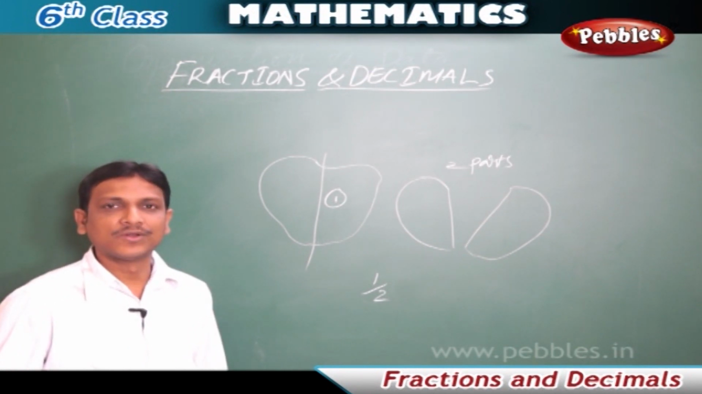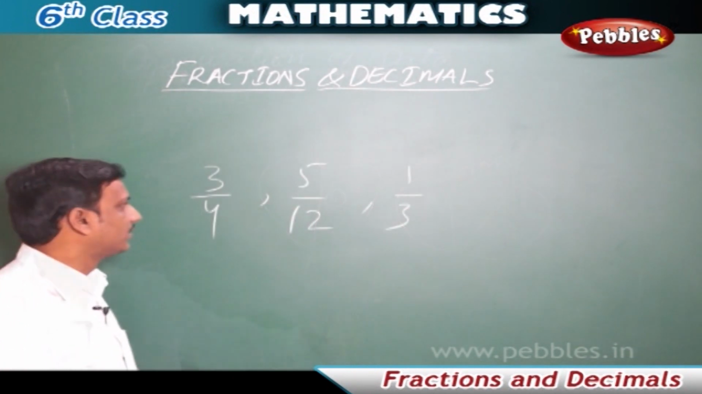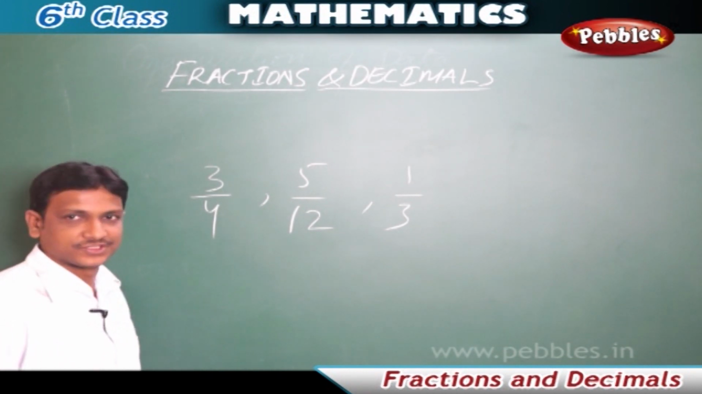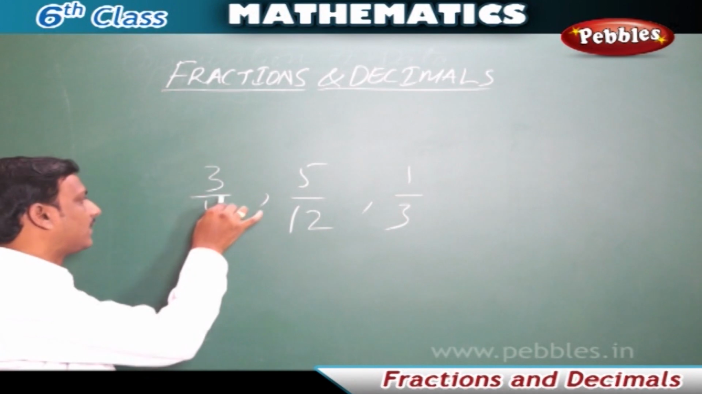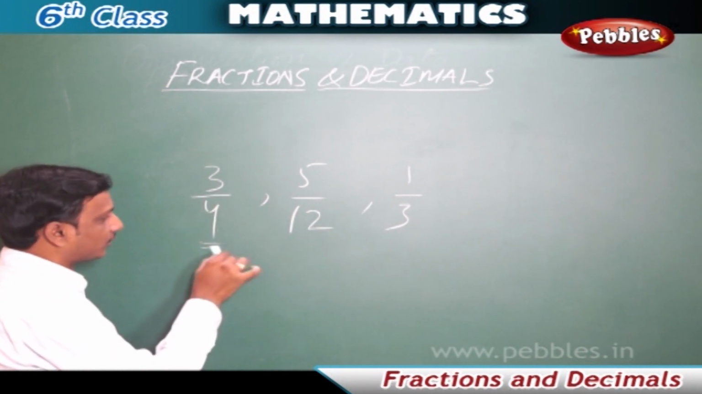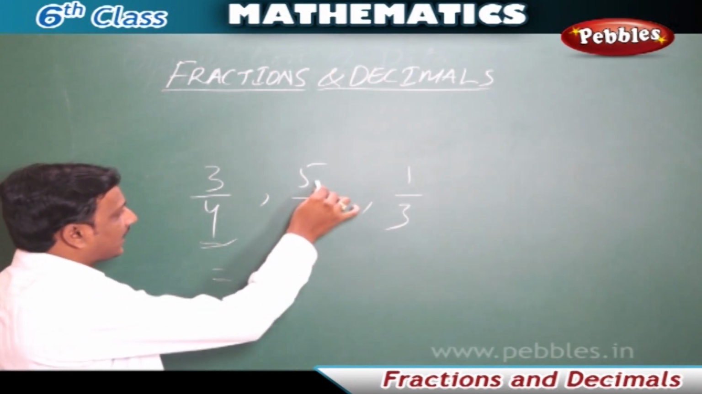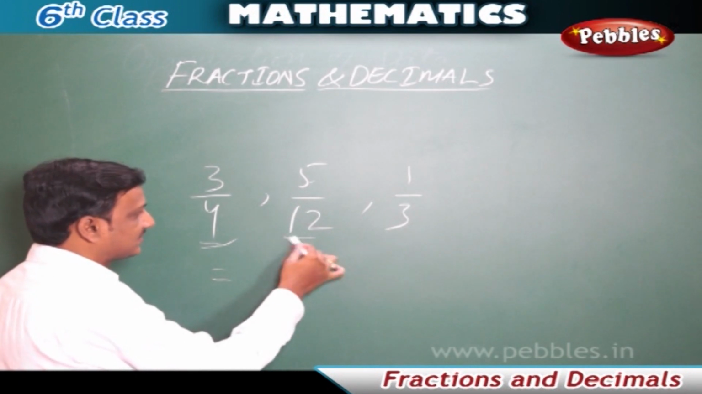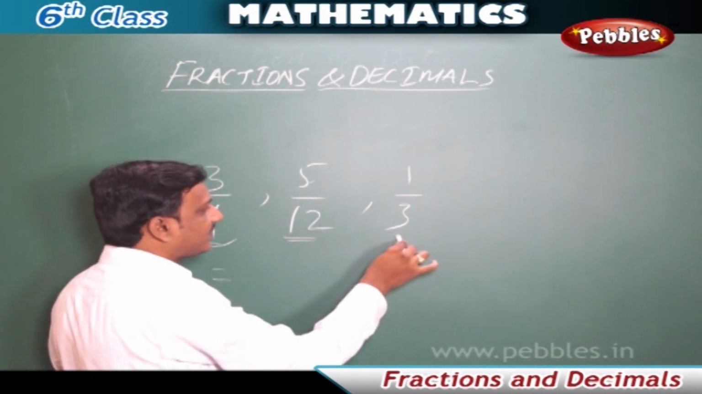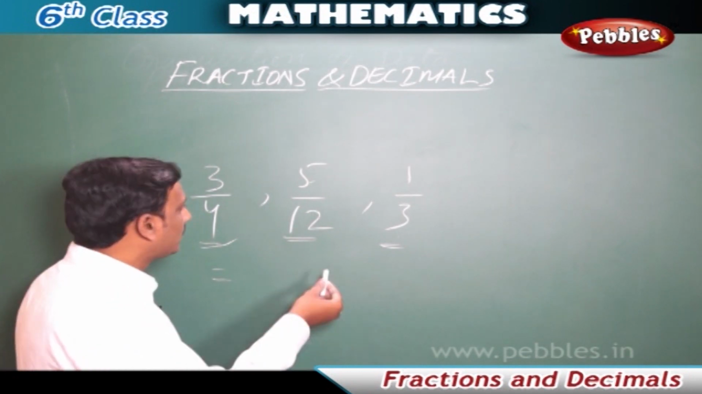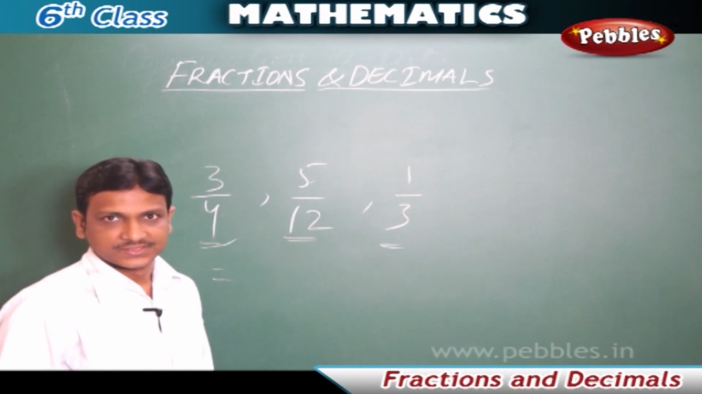Now let us see some more examples of fractions. These are some examples of fractions. Now how do we read a fraction? Here 3/4. How do we spell it? We call it 3/4. And 5/12. How do we spell it? 5/12. And 1/3. We call it 1/3. In this way, we spell the fractions.